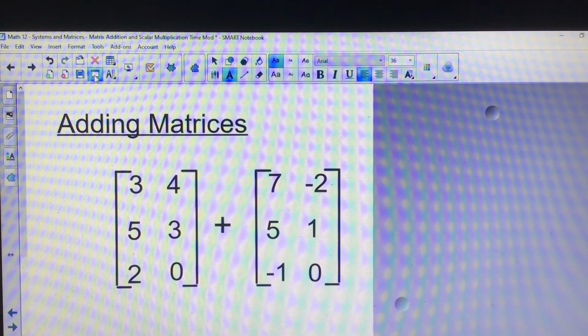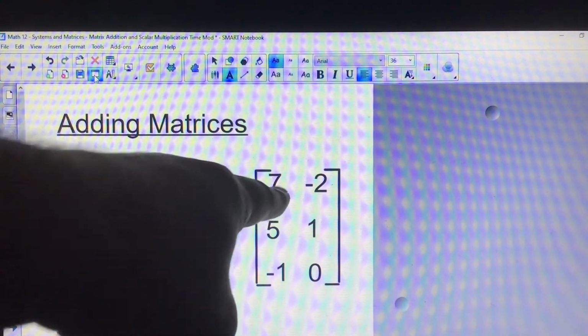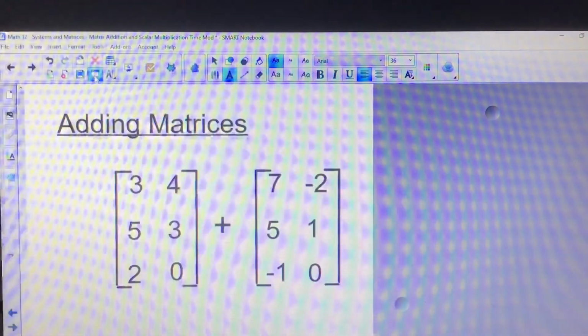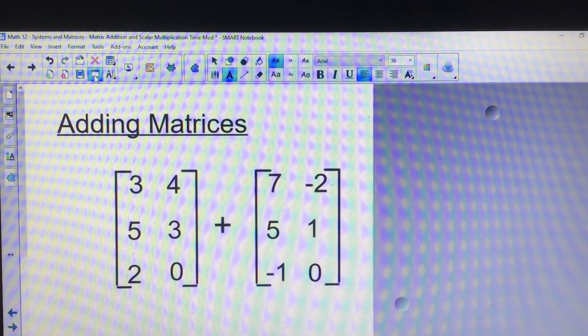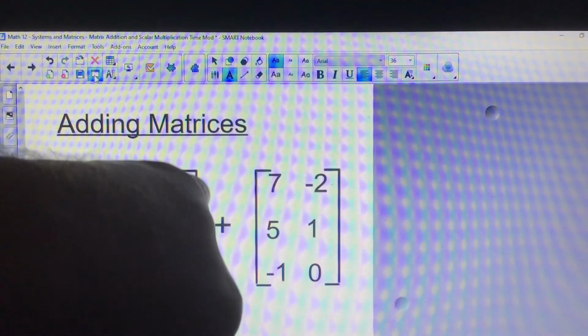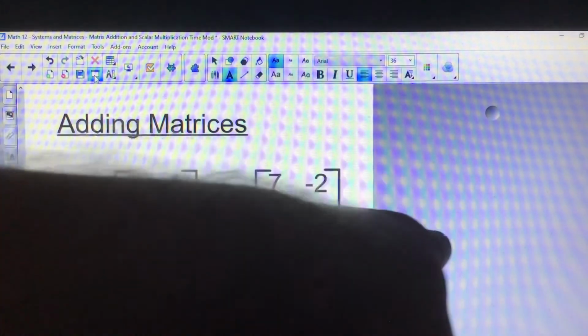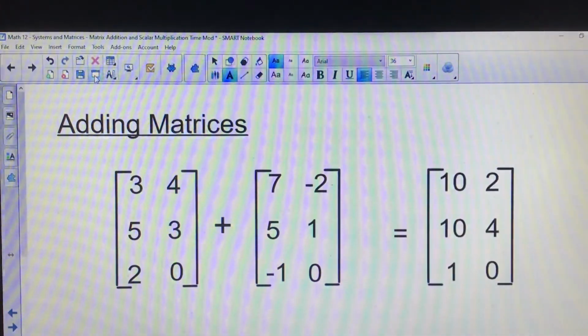So the top left corner, for example, 3 plus 7 are the 2 top left corners. They're going to add together to be 10, which is the top left corner of the new one. So 3 plus 7 is 10. 4 plus -2 is 2, and 5 plus 5 is another 10, and so on. So here's the answer matrix.